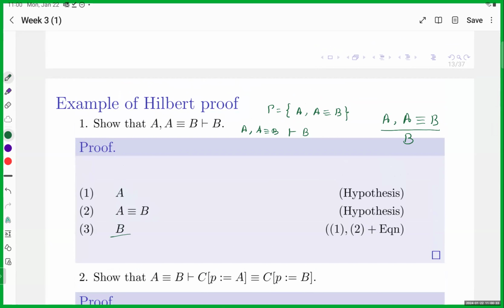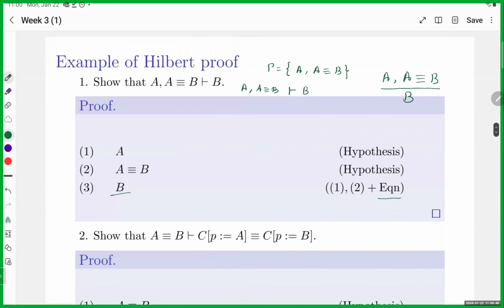So this is a gamma proof, where gamma is this set, for the formula B. This is basically the equanimity. By the way, usually I use EQN to abbreviate equanimity. And here, an annotation: I use steps 1 and 2 and equanimity.